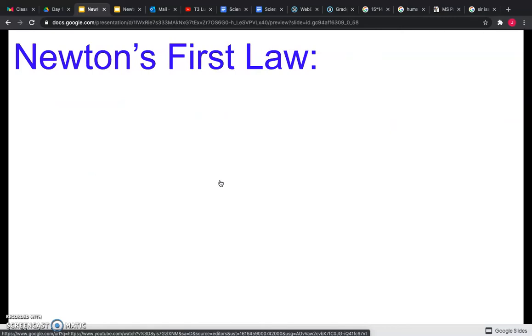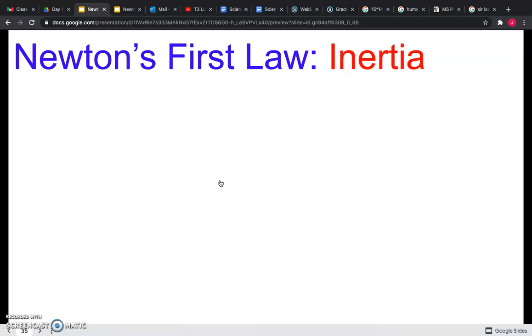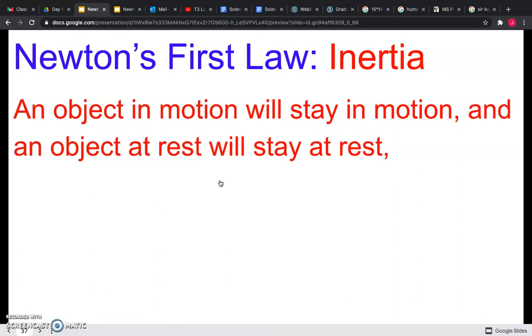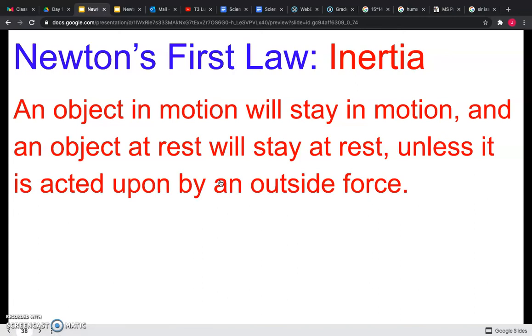Okay, but Newton's first law, the first law that Newton came up with, sometimes this is called the law of inertia, or just inertia. And what it says is that an object in motion will stay in motion, and an object at rest will stay at rest, unless it is acted upon by an outside force.